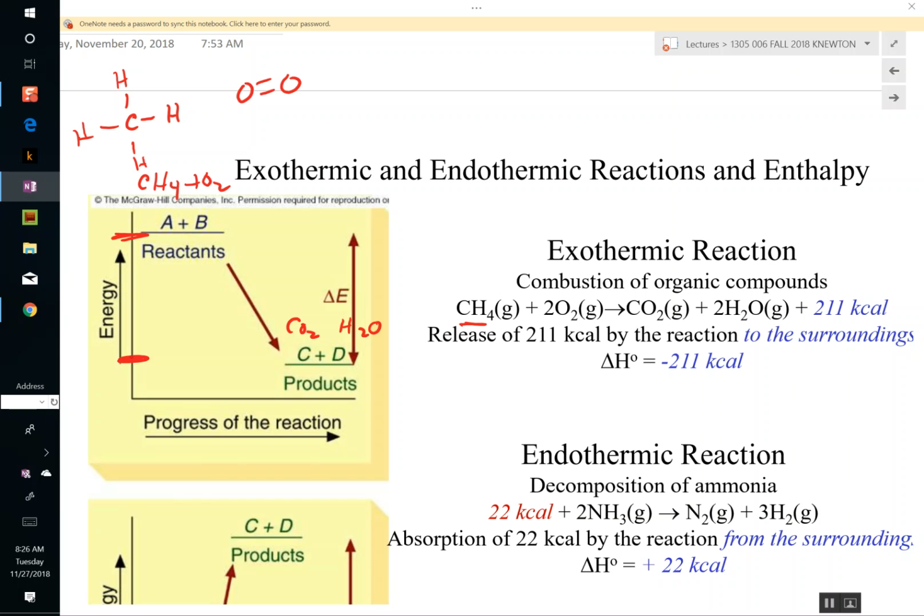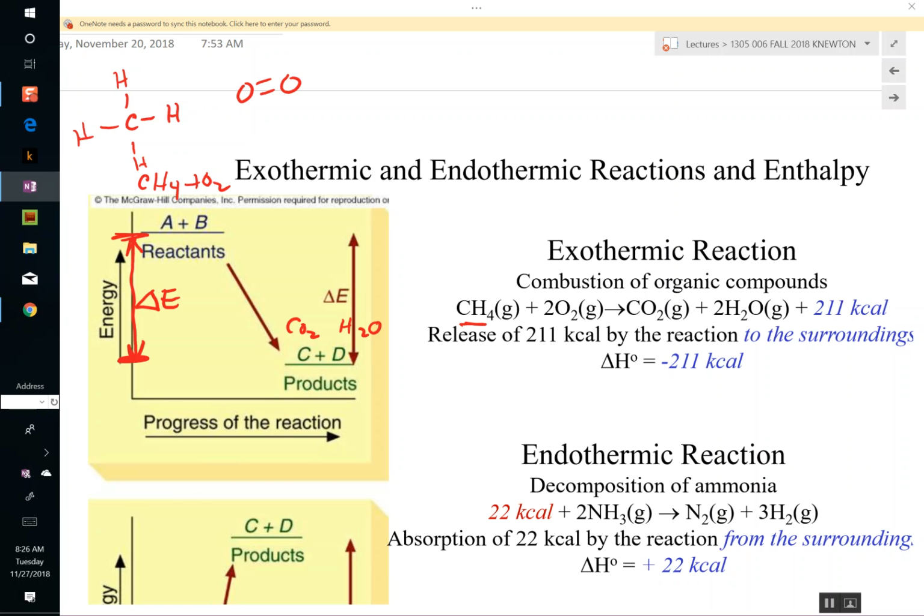All right? And this is what we would call delta E, this difference in energy between our reactants and our products is the energy that will be released. It's the amount of energy that will be released. It's an exact amount of energy. You can calculate that. It's 211 kilocalories per mole of methane. Per mole of methane, you get 211 kilocalories of energy.